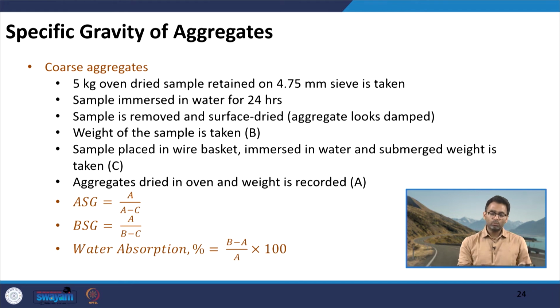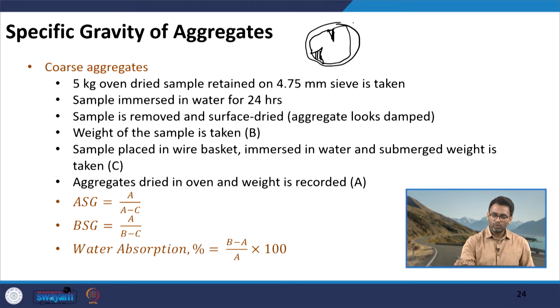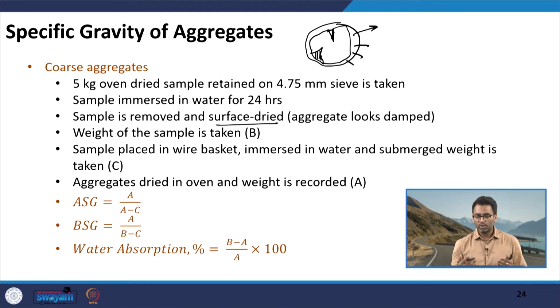Then we remove this sample and surface dry it. When we remove it, we will have water in the pores, and we will have a film of water. I want to remove this film of water, so I will surface dry it using a dry cloth. After drying, the aggregates will still look damp, but this indicates a condition where the pores are filled with water, but the surface does not have any water film over it.